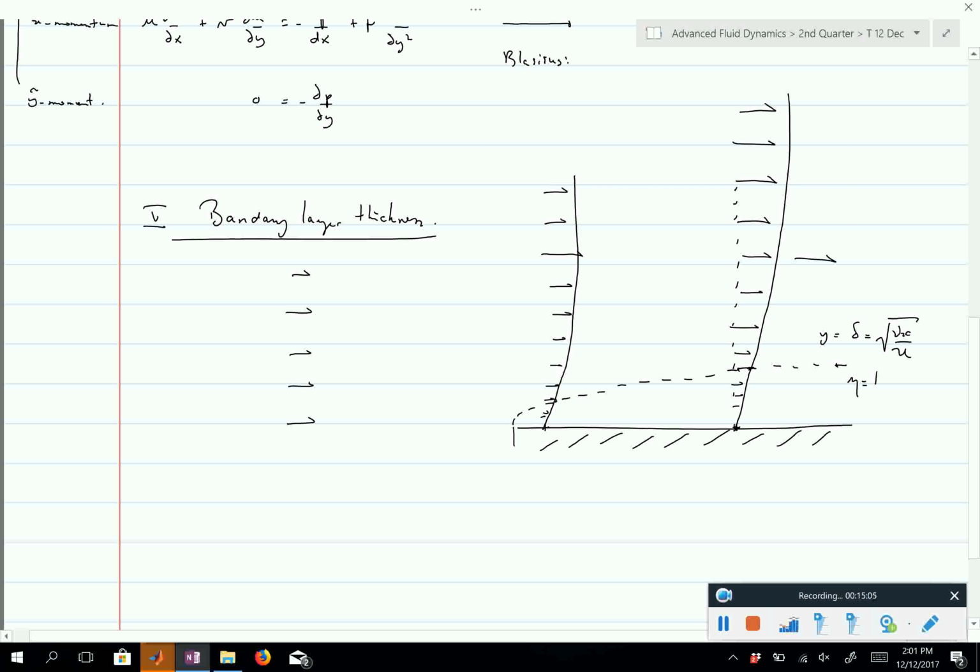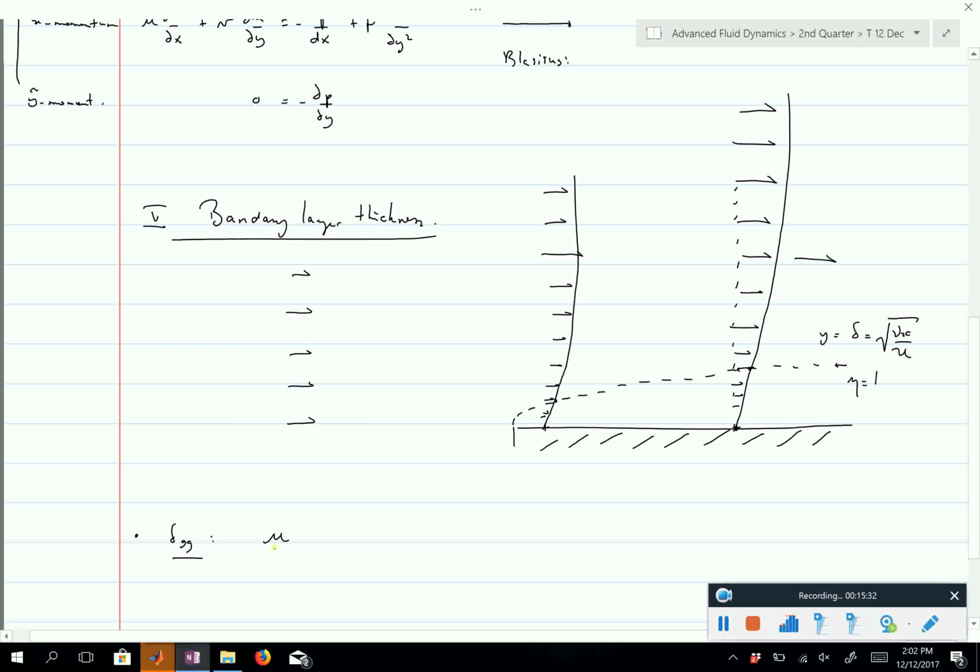I'm just stretching it because otherwise you can't really see anything. So this is for the Blasius solution. Okay, so the first definition for boundary layer is delta 99, and that definition is really easy. It's just defining the boundary layer thickness as the distance from the wall where the velocity is 99% of the outside velocity. Okay, so this is how you define this boundary layer thickness here.